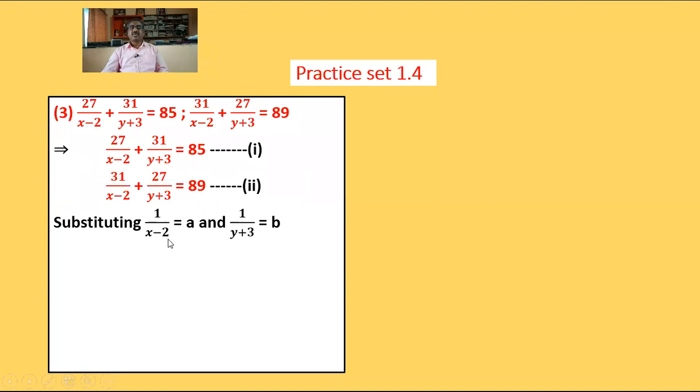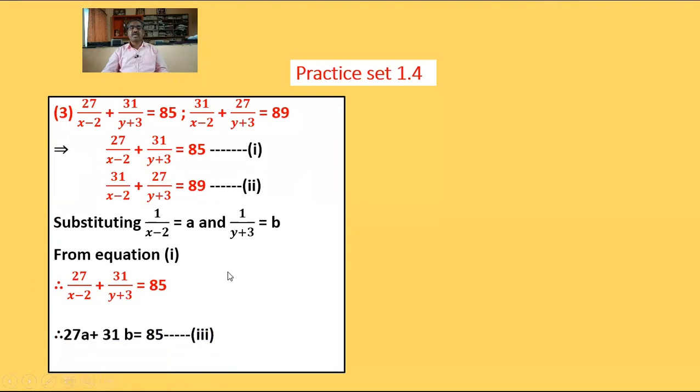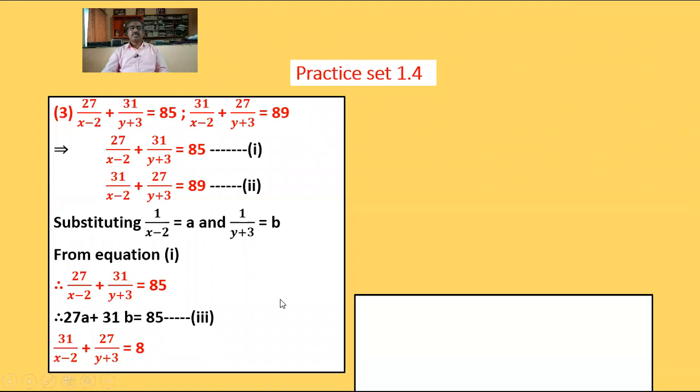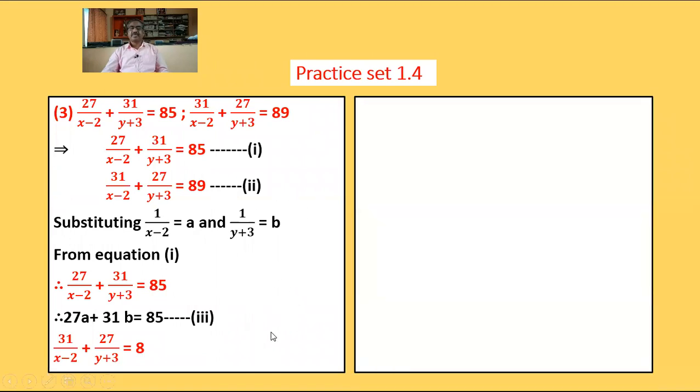We have to consider 1 upon x minus 2 is equal to a and 1 upon y plus 3 is equal to b. Then from equation 1, 27 upon x minus 2 plus 31 upon y plus 3 is equal to 85. Therefore, 27a plus 31b is equal to 85, equation number 3. From equation second, 31 upon x minus 2 plus 27 upon y plus 3 is equal to 89, so 31a plus 27b is equal to 89, equation number 4.